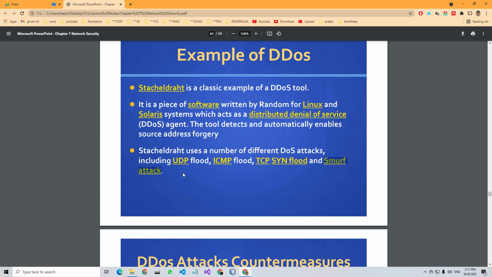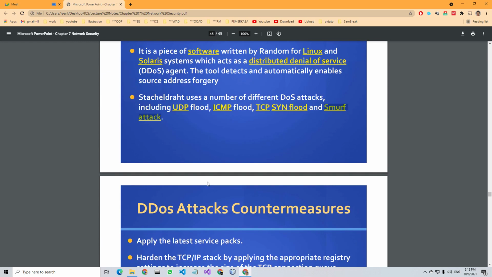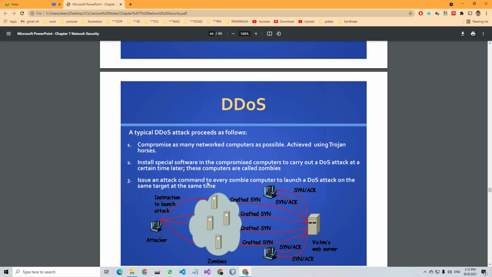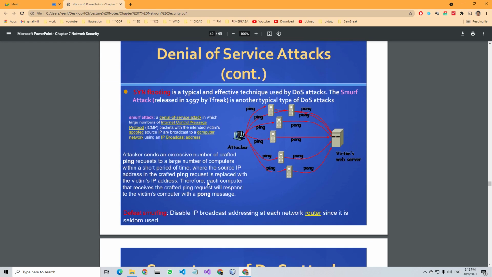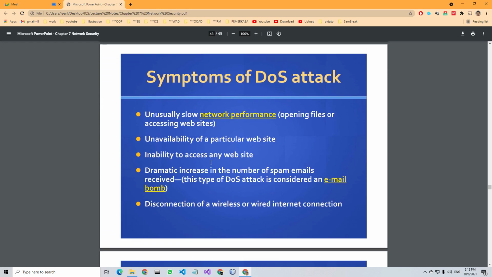What are the symptoms? Okay, what are the symptoms of a denial of service attack here? Slow performance, unavailability of the website, inability to access a website, a dramatic increase in the number of spam emails, and disconnections from an internet connection. Of course, this is only part of it.